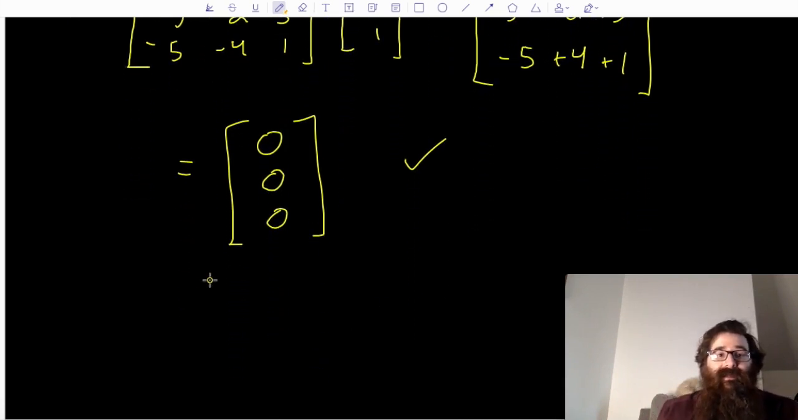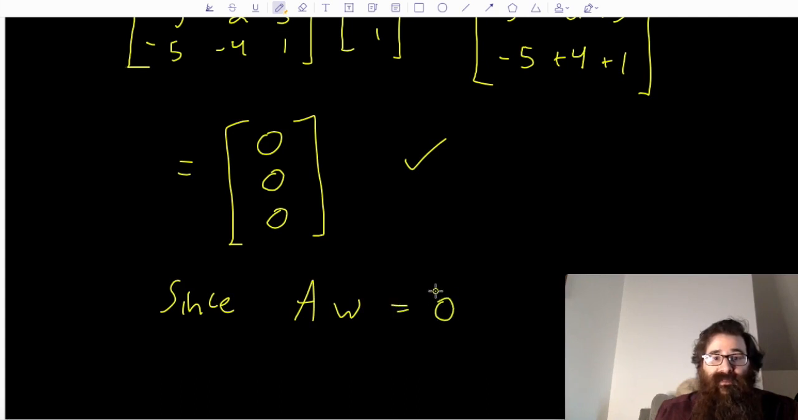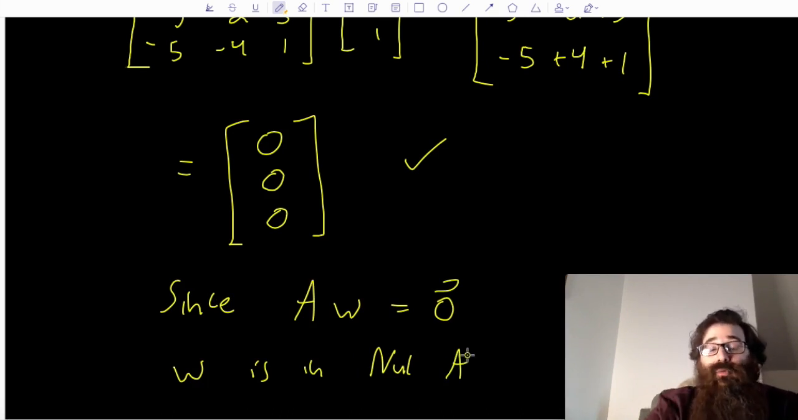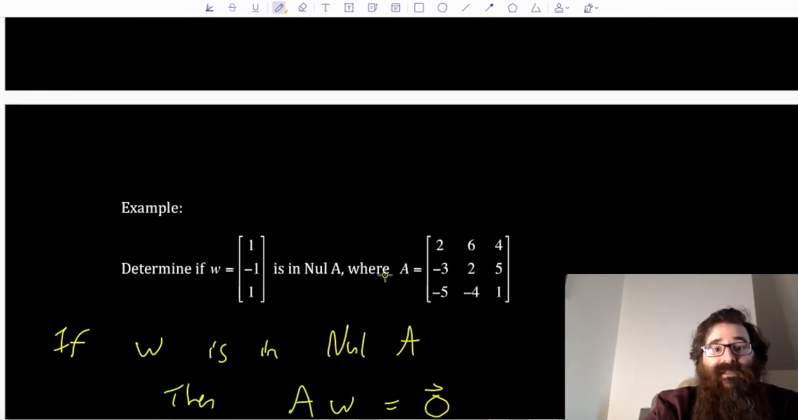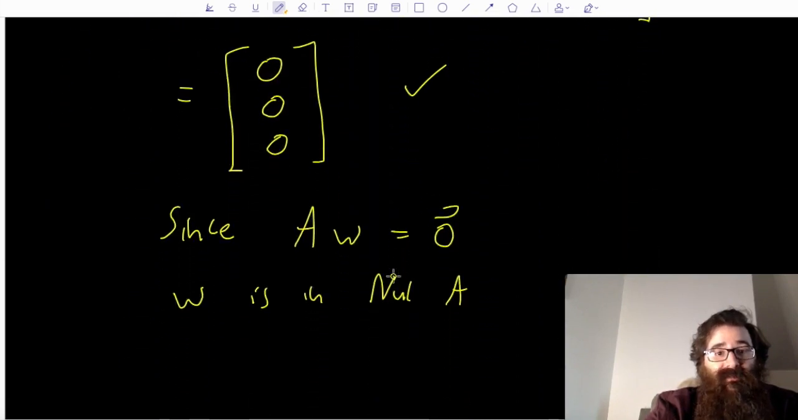So we can say, since A times W gives us the 0 vector, this means W is in the null space of A. So this vector W I was given must be an element in the null space of A.